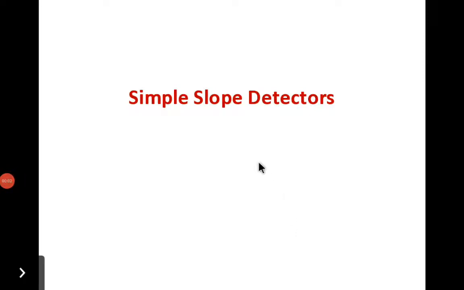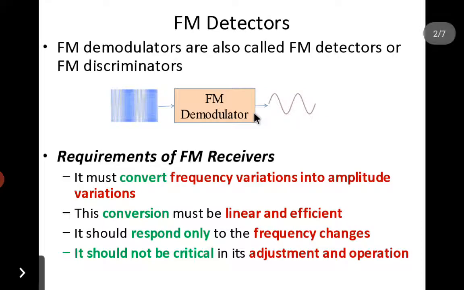Today in this video, let us discuss the simple slope detector. A simple slope detector is a very basic circuit used for the demodulation of frequency modulated signals. And before going to the details of a simple slope detector, let us discuss the FM detectors.